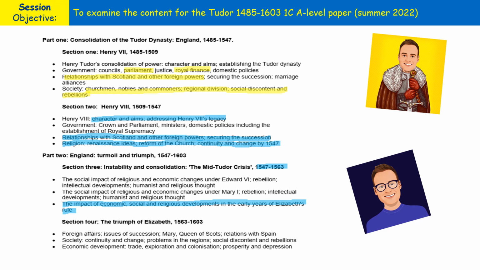And then finally, we've got Elizabeth I's mid to latter part of her rule, and you need to have a good understanding about topics such as her foreign policy, foreign affairs, society, again, that key conceptual focus, change and continuity, social discontent and rebellions, for example, the Northern Rebellion, the Essex Rebellion, and economic development, trade, exploration and colonisation as well. So this is what is now in the summer 2022 Tudor assessment paper. All these factors and topics you could be questioned on.